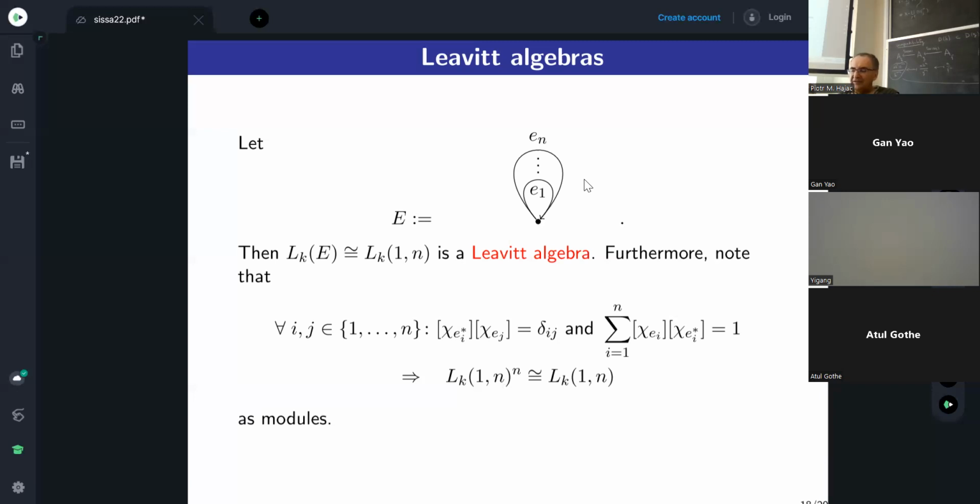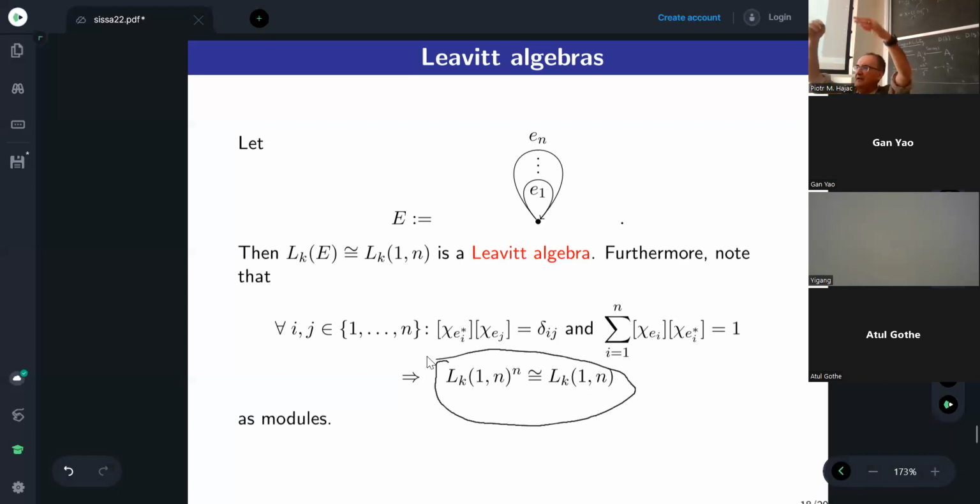I say that this is actually isomorphic to the Leavitt path algebra for indices 1 and n, where n is the number of loops. I can explain in what sense it's universal, but it gives me an algebra with this beautiful property: when I take the nth power of my algebra, so it's a free module, right? I take n copies of my ring. This is a free module, right? But it's isomorphic as a module to just the algebra itself. So as a module over L_K.